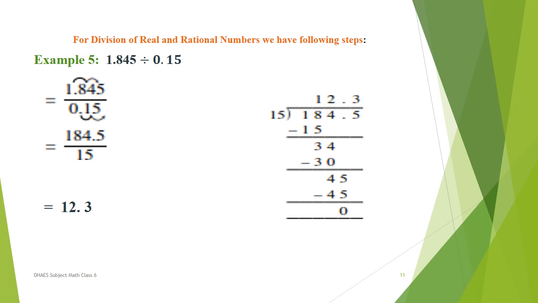If we have a question of division and in the denominator a point after two values, we move the point in the numerator value after two values from left to right. In the numerator value we have 1.845, so we move the point from left to right after two values. We get 184.5 divided by 15.